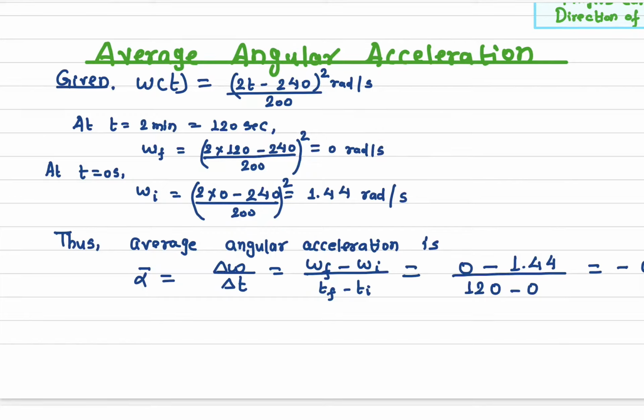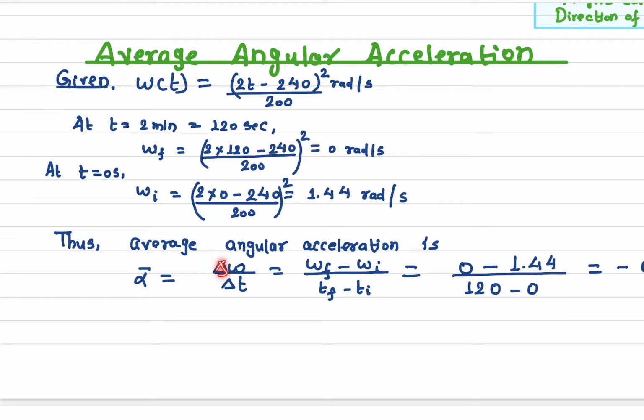And the initial angular speed, how do you calculate it? You just have to plug time equals 0 into this equation, and what we get is 1.44. So now we know the initial angular speed and the final angular speed. The formula for calculating the average angular acceleration is this. And this bar here, the little tiny line, means that it's the average, and alpha stands for the average angular acceleration.